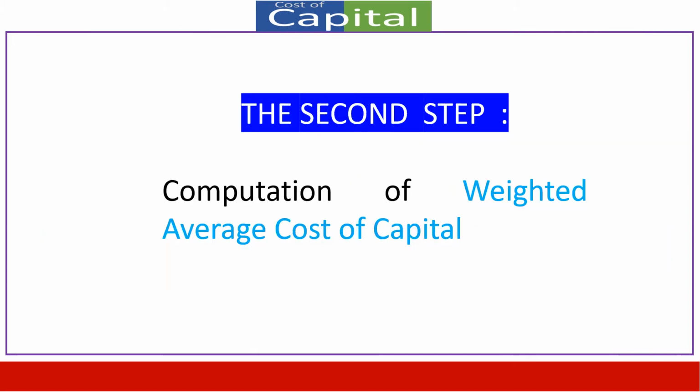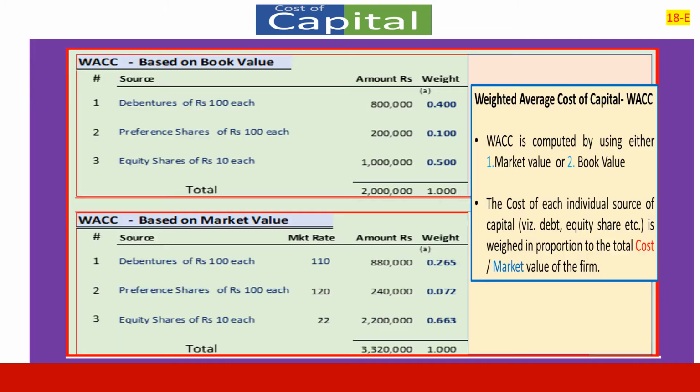Having understood this, we have calculated it concept-wise. We said there are two steps in calculating cost of capital. The second step is computation of weighted average cost of capital. This is a simple tabular multiplication. Just like, for example, you have got book value: debentures of 100 each, 8 lakhs is there. Preference shares 2 lakhs is there. Equity shares 10 lakhs is there.